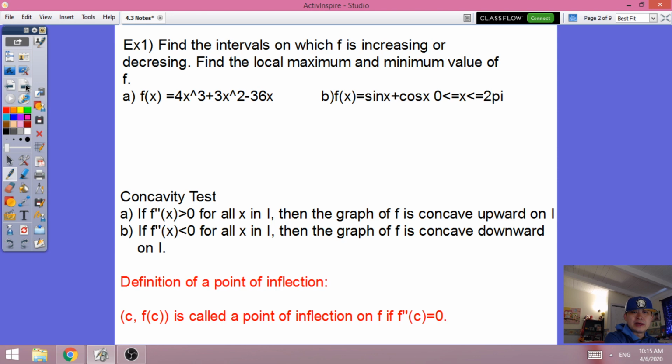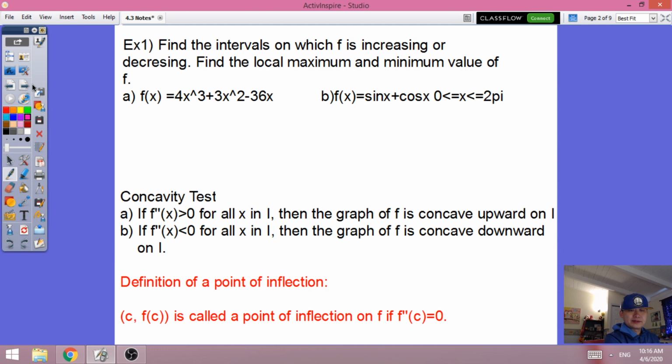Now let's take a look at one example. Find the intervals on which f is increasing or decreasing, and then find the local maximum and minimum values of f. For this one I probably need more space, so let me write this problem down first, and then I'll show you on the next slide. Give me one second. I need to transfer this to the next slide.